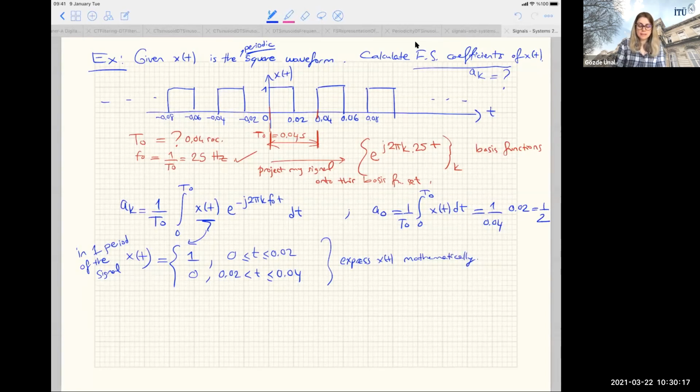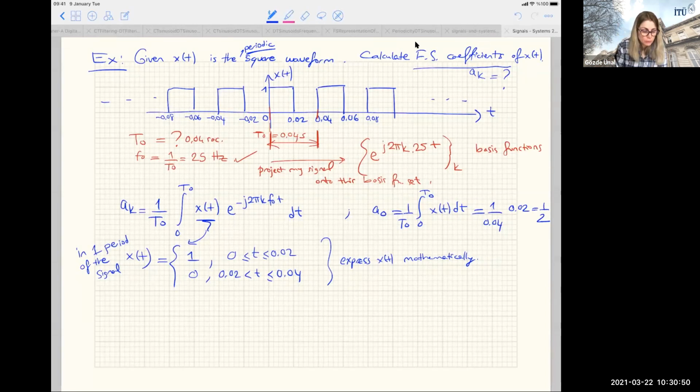Are we following until here? So far, so good, right? I just gave you a signal and said you can easily calculate A0. It's a periodic signal because we are after the Fourier series representation. Then we calculated first T0, the fundamental period, then F0, the fundamental frequency, and A0. You can just check now. Let's look at the other AKs, so let's continue with AK, guys.